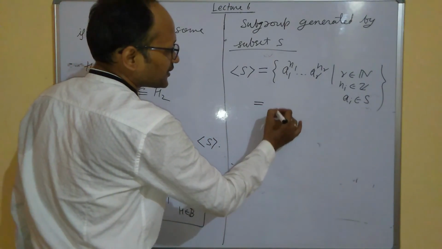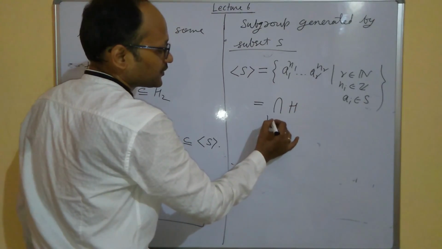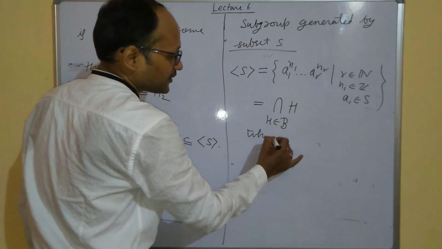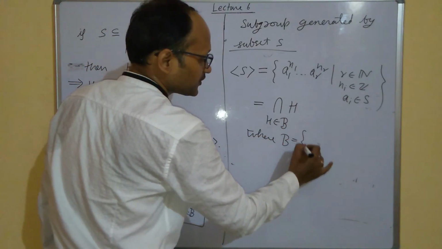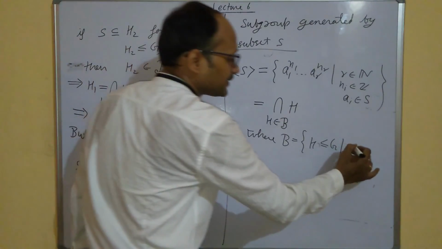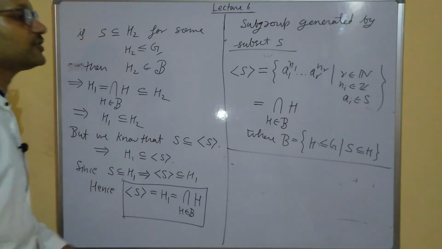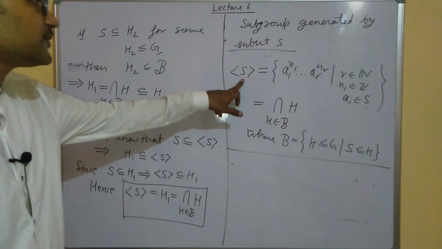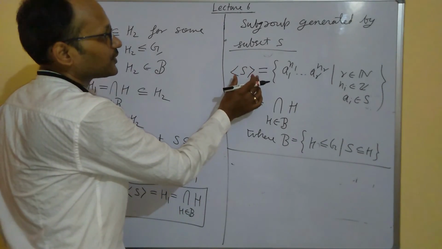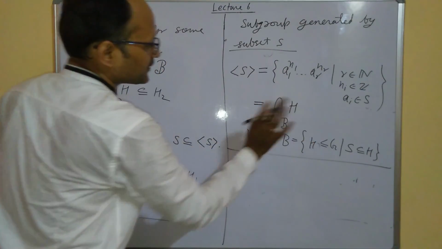Now, the other explanation is that this is the intersection of all subgroups which contain S, where B is the family of subgroups, H is a subgroup of G, such that S is contained in H. So these are the two explanations of this same set. So subgroup generated by a subset S means this thing or these things.